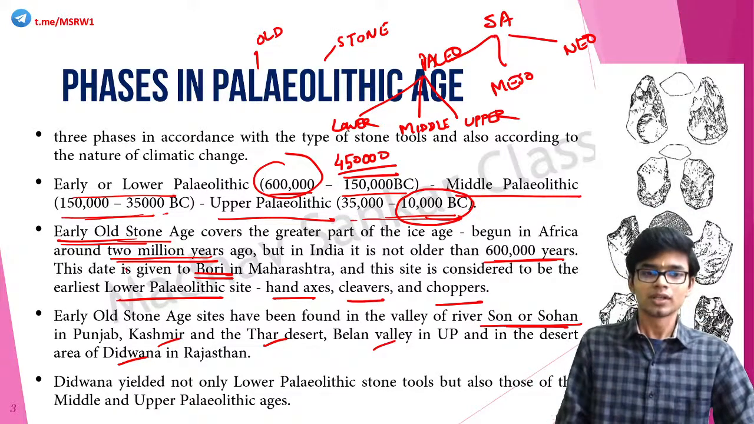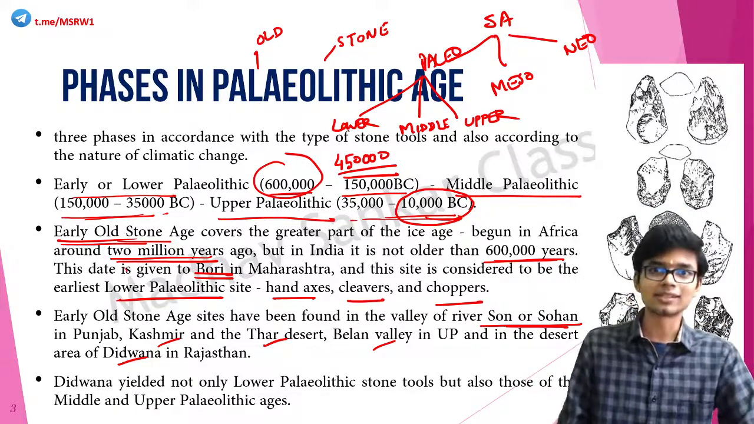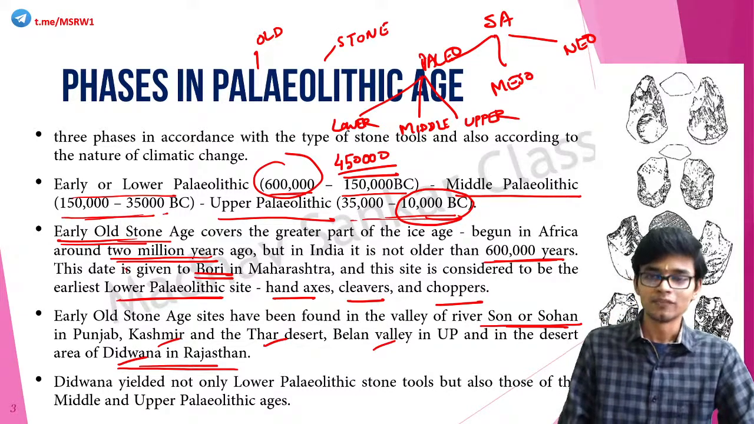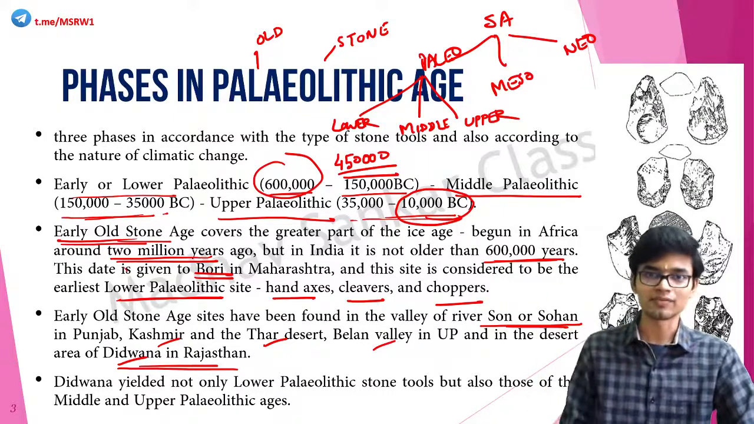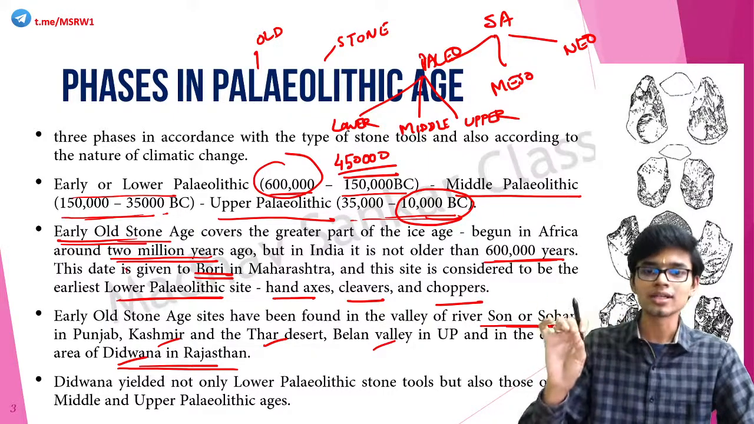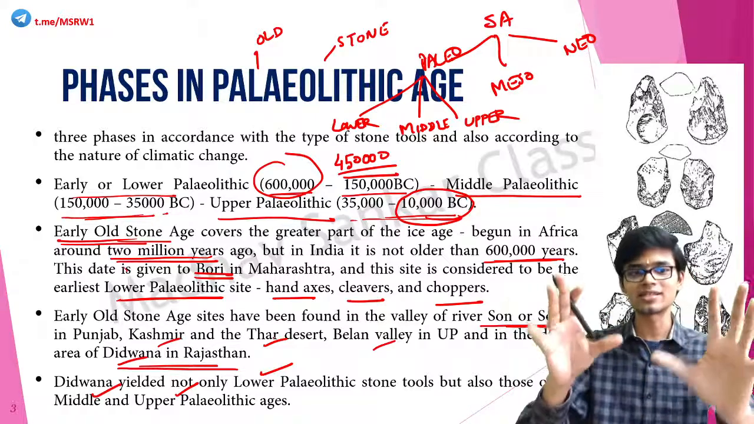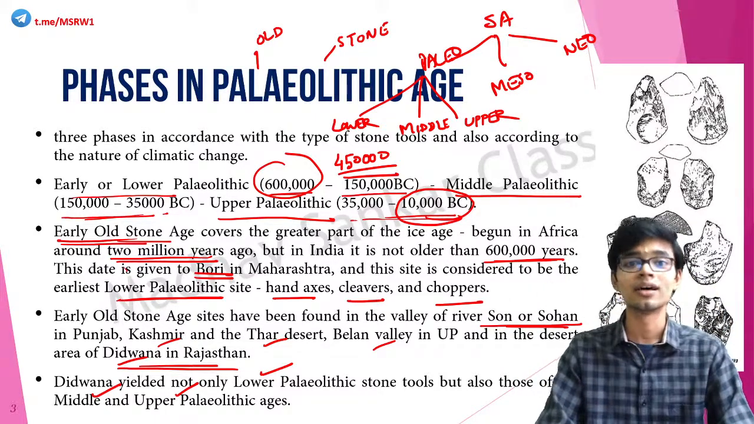Anyway, moving on. As far as Didwana is concerned, this is a very peculiar site. Didwana in Rajasthan is a very particular site. Why? Because here we come across all the three periods. We come across stone tools corresponding to all the three periods, that is lower Paleolithic, middle Paleolithic, and upper Paleolithic age. Everything can be seen in the Didwana region in Rajasthan.